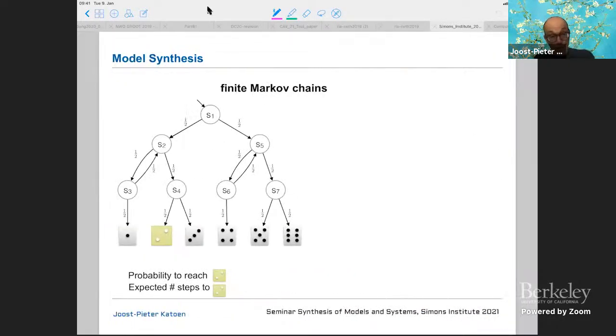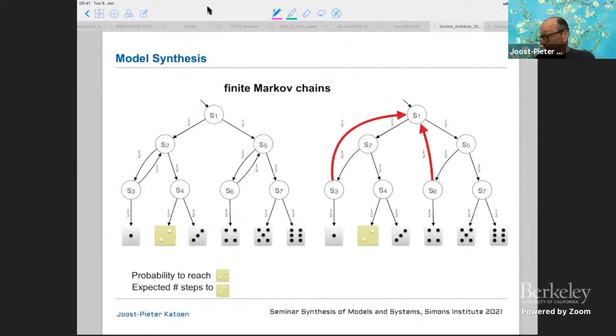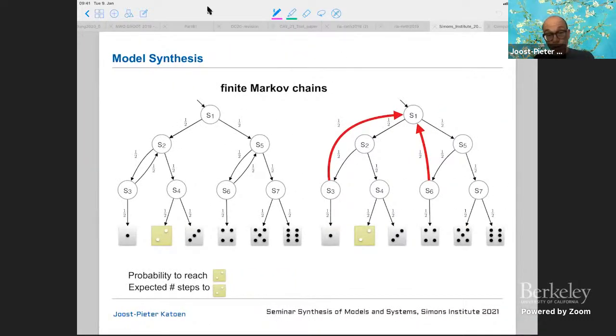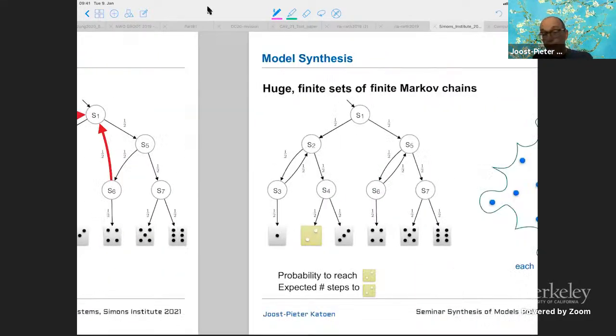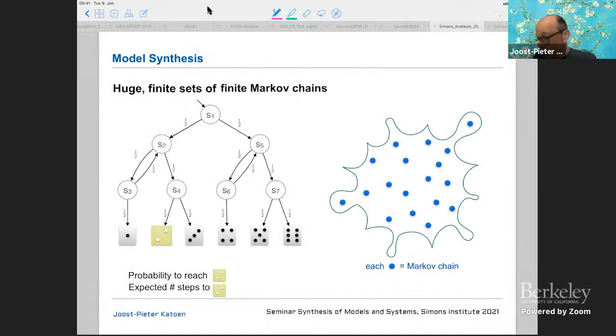So the idea is that, again, we have our Markov chains, but now it's possible to adjust certain edges. So rather than having this backward edge to S2, it now goes back to the initial state. And of course, I could also define this going to this state rather than going to the initial state, and so forth. So in fact, what we now have is a huge, but finite, set of finite Markov chains, in contrast to the uncountable set of finite Markov chains before in the parameter setting.